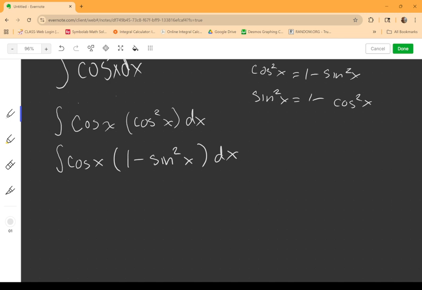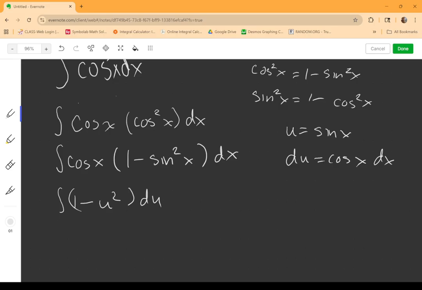Now my u is going to be sine of x, right? How would I know that? Because I have sine squared. I can't really do anything with that, but the derivative of sine is sitting right here as cosine of x. So I know I can set up u to be sine of x. Du is cosine of x dx. So now I can plug this back in and we get the integral of 1 minus u squared du.